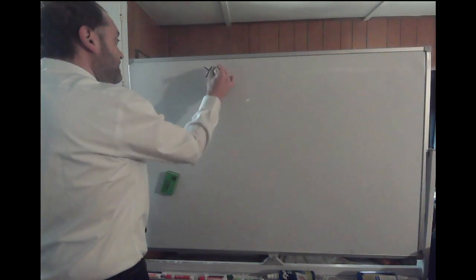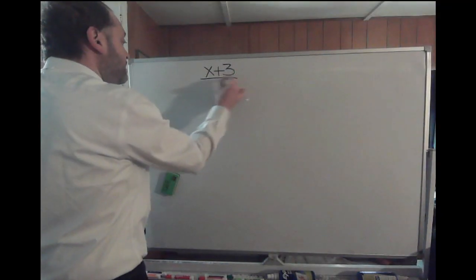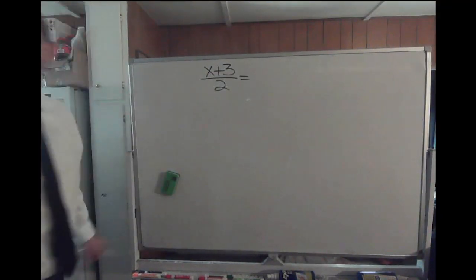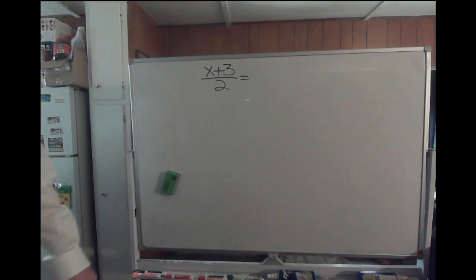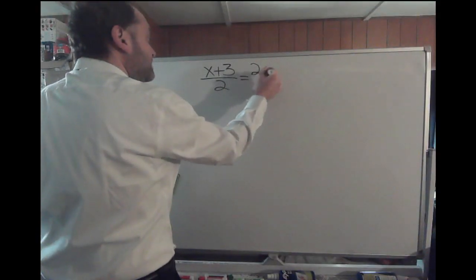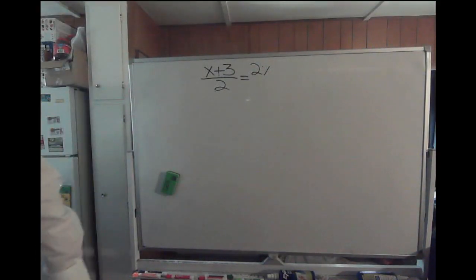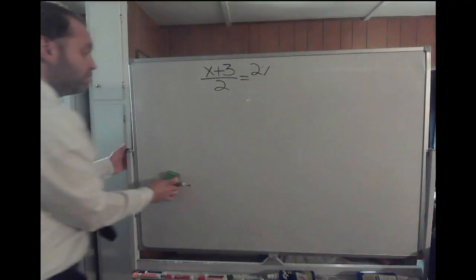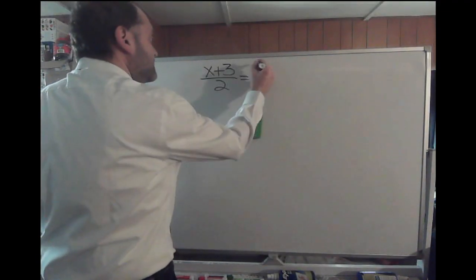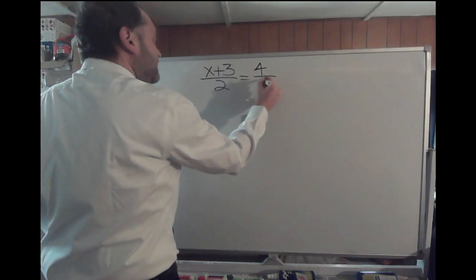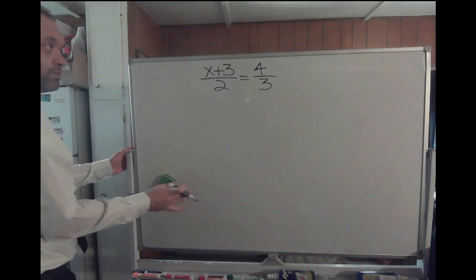Alright, we have (x + 3)/2 is equal to what? It's equal to 4 over 3. I was looking at the wrong exercise. (x + 3)/2 is equal to 4/3.